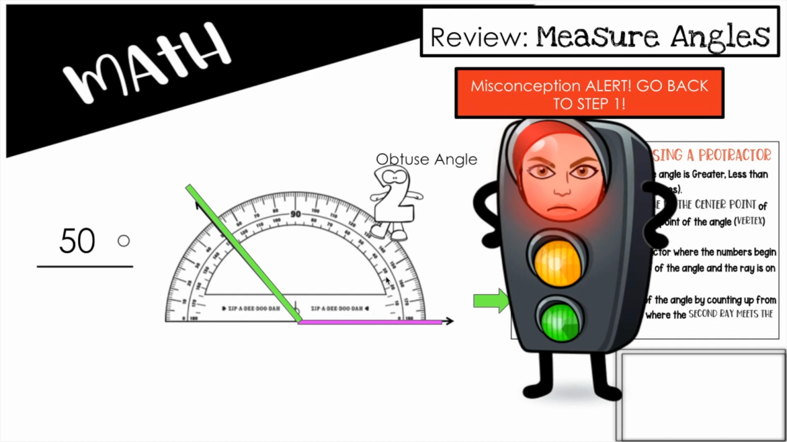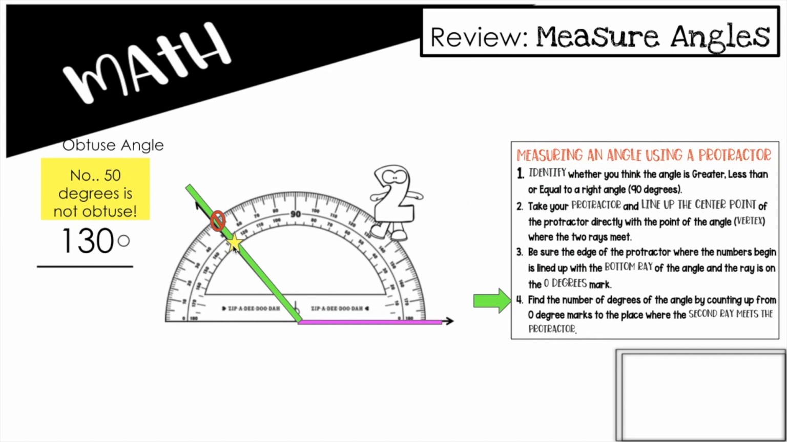0, 10, 20, 30, 40, 50, 60, 70, 80, 90. Okay, now we're greater. That makes sense. 100, 110, 120, 130. Not 50 up here. That wasn't what we were measuring. We weren't measuring from this 0 and counting the angles. We started from 0, counted, and it's obtuse, so it matches what our original prediction was, and it makes sense mathematically.